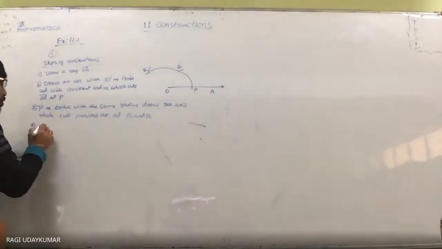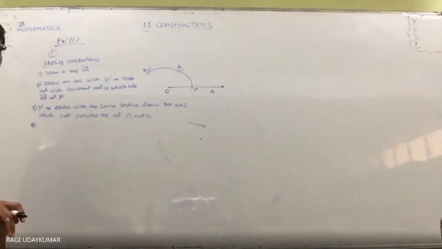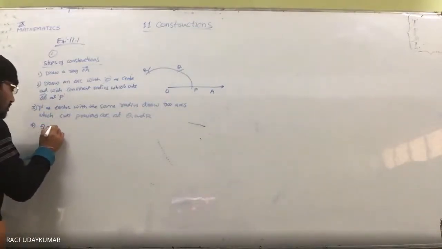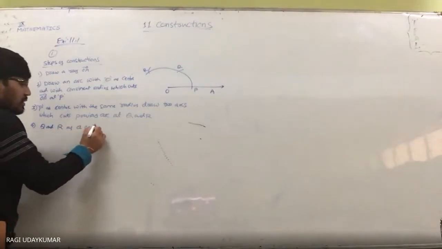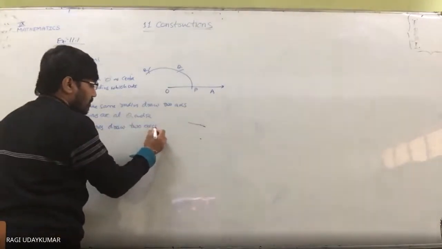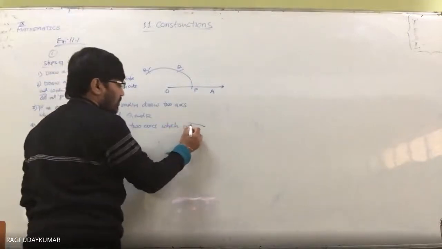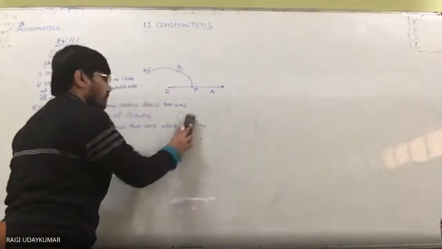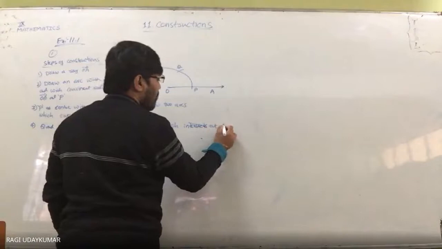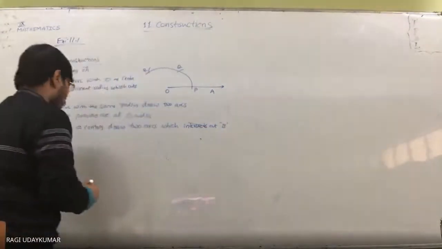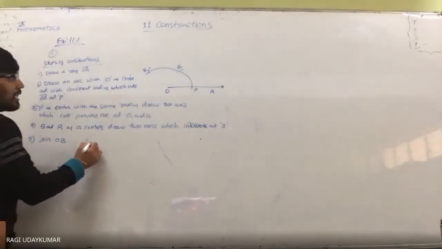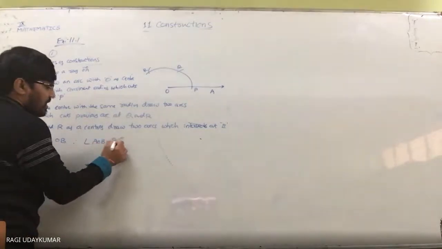Now what you have to do? Q and R as centers, draw two arcs which intersect at B. Join OB. Therefore, angle AOB is equal to 90 degrees होगा.